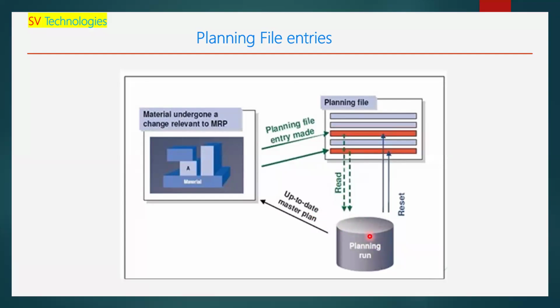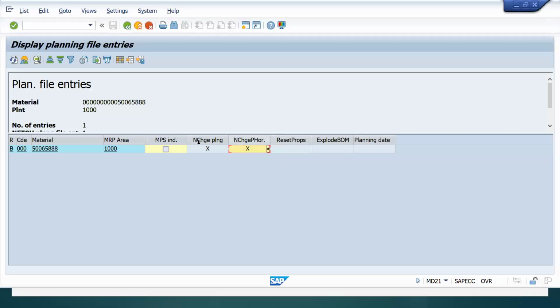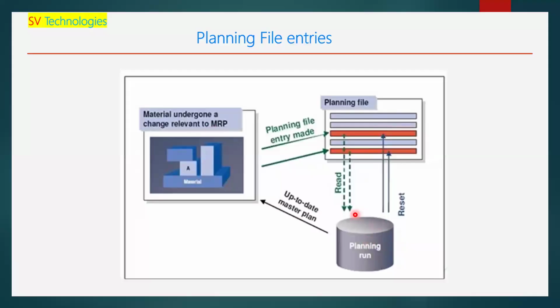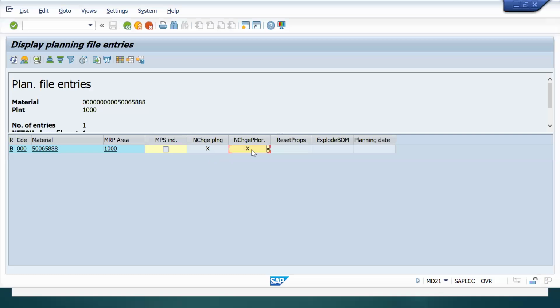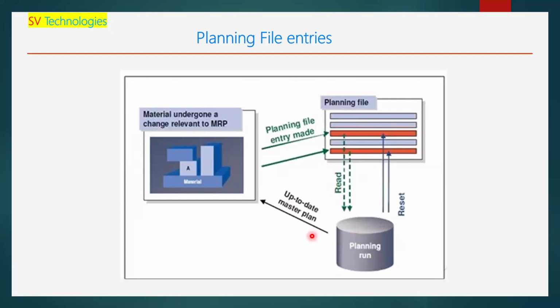Once the MRP is done, immediately this planning file entry will reset. As I told, after the MRP run these two checkboxes will be deactivated. So this is what is explained here. Before running MRP, it will read from the planning file entry whether those materials are relevant for MRP or not. After the MRP run, it will reset this planning file. Reset means these two checkboxes will be deactivated, that means disappear. This is how the planning file entry works. This is very, very important, in the interviews also. So what is planning file entry? How does it work?